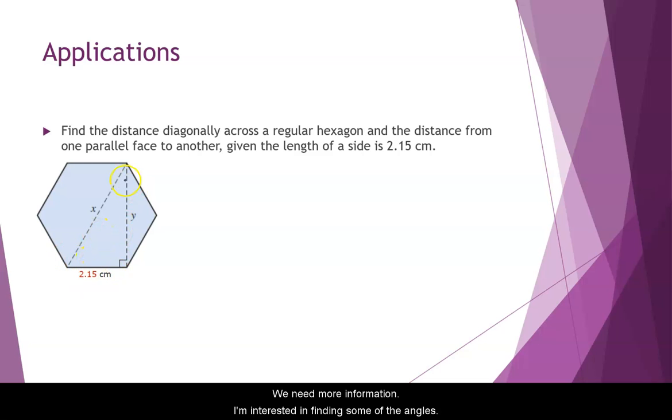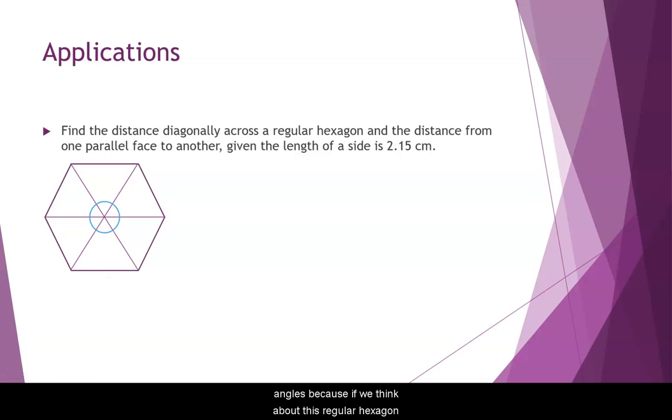I'm interested in finding some of the angles. We obviously can't immediately find the side lengths, but I think we can find the angles. Because if we think about this regular hexagon divided into triangles, I know if we think about the top angles of all 6 of these triangles, those top angles together form 360 degrees. They form a circle. And so if there's 6 of them at 360 degrees, so 6 times this angle x is 360 degrees, that means each one of those angles is 60 degrees.